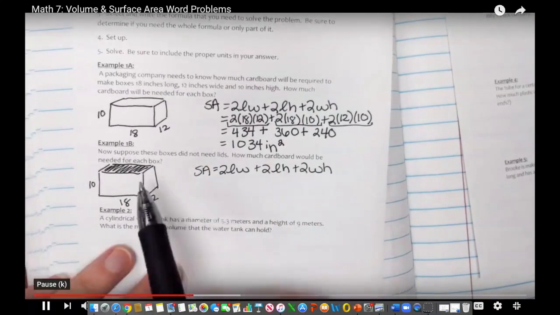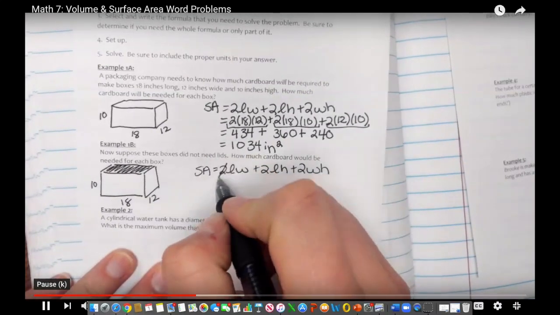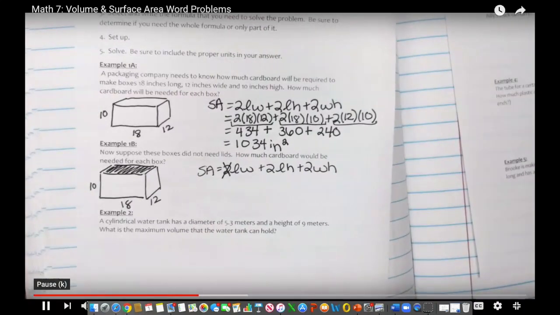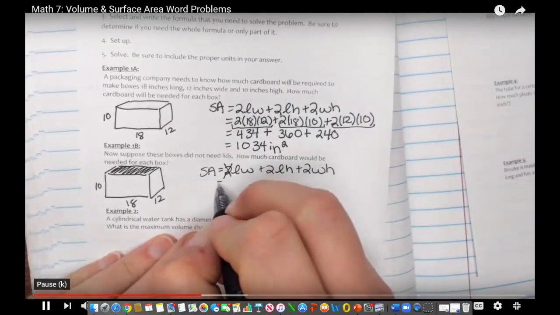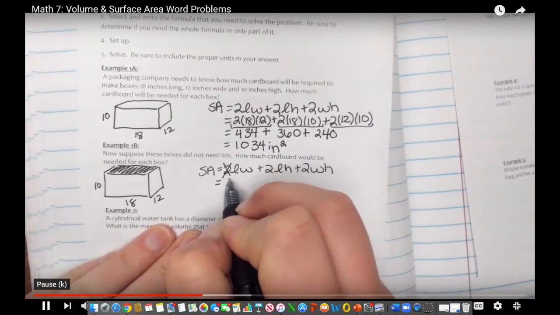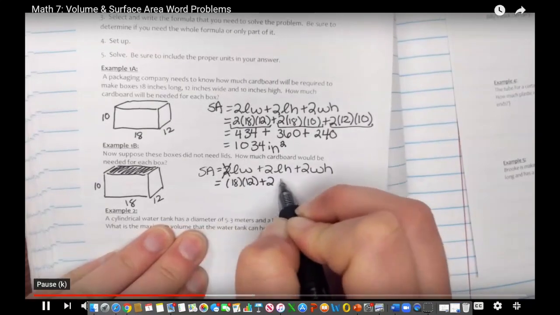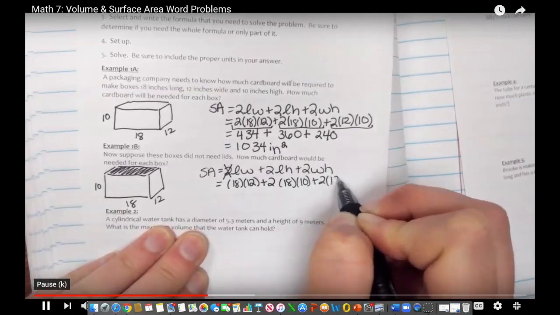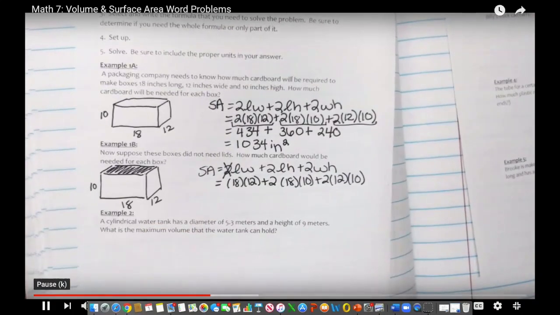So instead of having 2 length times widths, one for the bottom and one for the top, I now only have 1 length and width because there's no top. So I have to delete out that 2. Then I can go through and plug in my numbers again. I have 18 and 12 plus 2 times 18 times 10 plus 2 times 12 times 10. So again, modifying that formula to fit my needs.